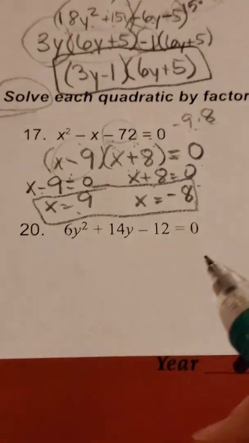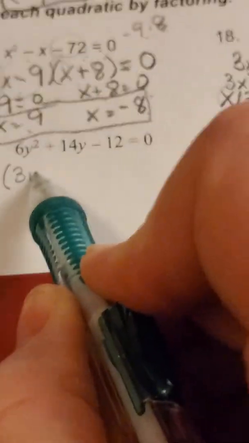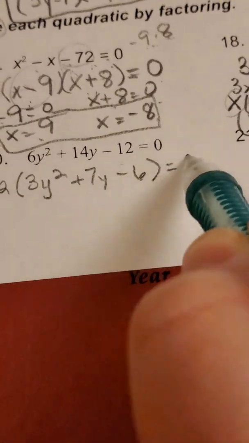All right. This one, if you look, all of these are divisible by 2. So I'm going to factor a 2 out of here. All right, and if I do that, that leaves me with 3y squared plus 7y minus 6 equals 0.